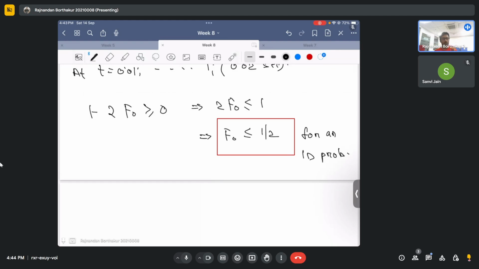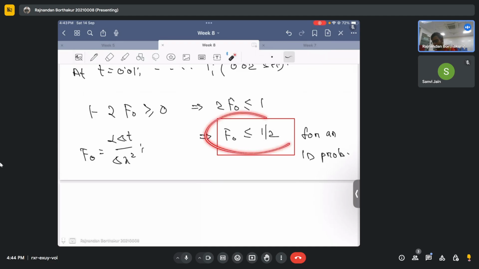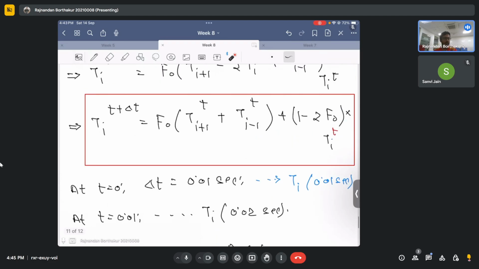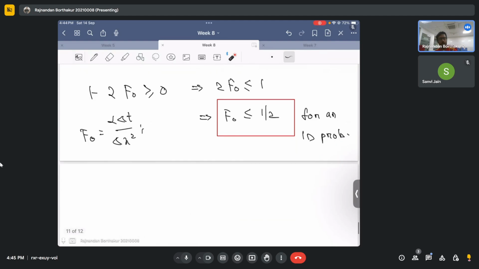So for a 1D unsteady problem, what you need to do is first calculate your Fourier number. Your Fourier number is alpha delta t by delta x squared, and you choose your given delta t and delta x. And if your Fourier number is less than half, then you can be rest assured to use the explicit scheme. Or else, if your Fourier number is greater than half, your explicit scheme would give error in the result. Basically, your explicit scheme would blow up and it will not give your correct solution.